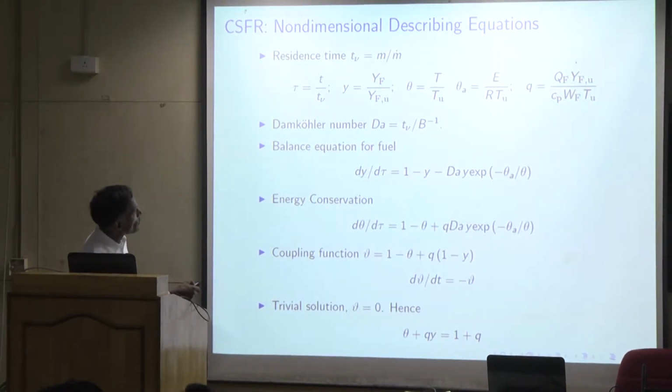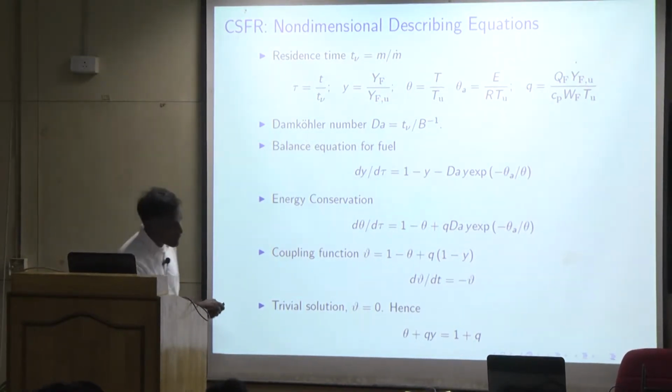So now you put all that in that equation, and now you get this non-dimensional equation here. So this is the mass conservation equation, the species balance equation, and this is the energy conservation equation. You get two equations, right?